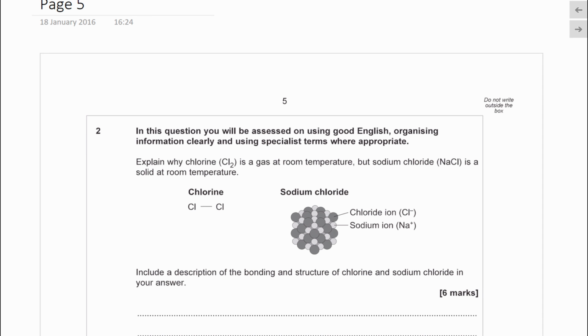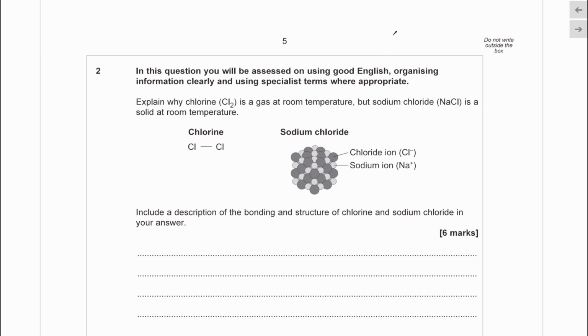Alright, so first off, question 2 says that we are going to be assessed on our English, and remember that this only makes up 1 mark out of your 6. Alright. Explain why chlorine, Cl2, is a gas at room temperature, but sodium chloride is a solid at room temperature. And it says, include a description of the bonding and structure of chlorine and sodium chloride in our answers. Right, so this is basically talking about the overall structure and how all the atoms, or ions that is, are held together, and obviously we're going to therefore be talking about bonding.